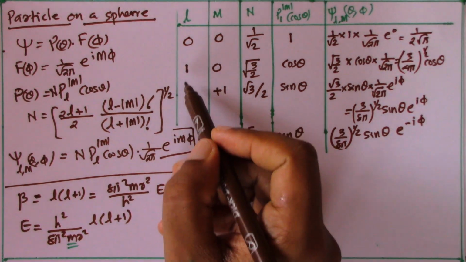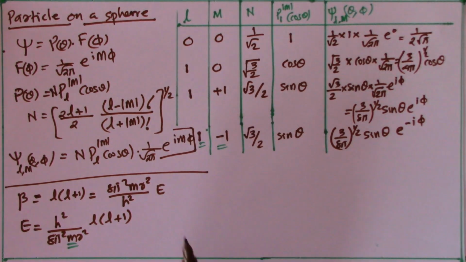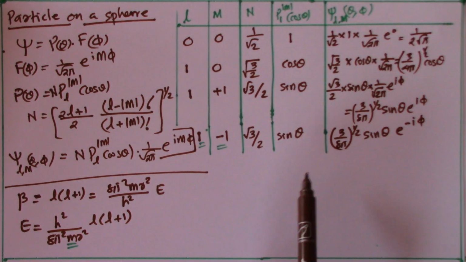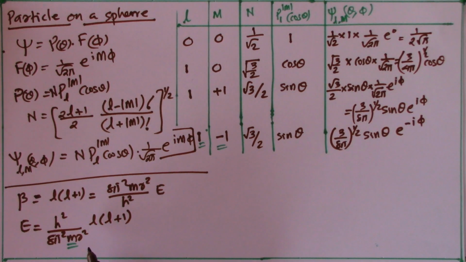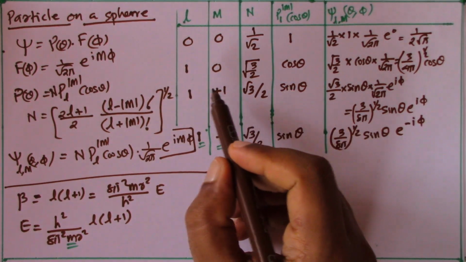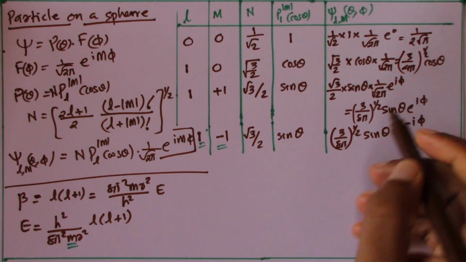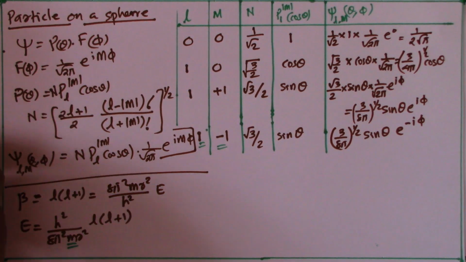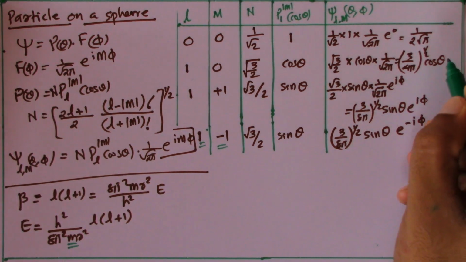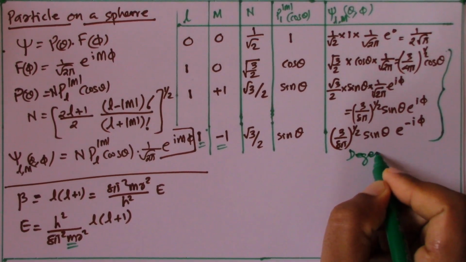Therefore, in these last three functions, you have the same value of L, 1, 1 and 1. It means that all the last three functions correspond to the same energy value. In other words, you can say that these three functions have the same energy, or they are degenerate functions. These three are degenerate functions.